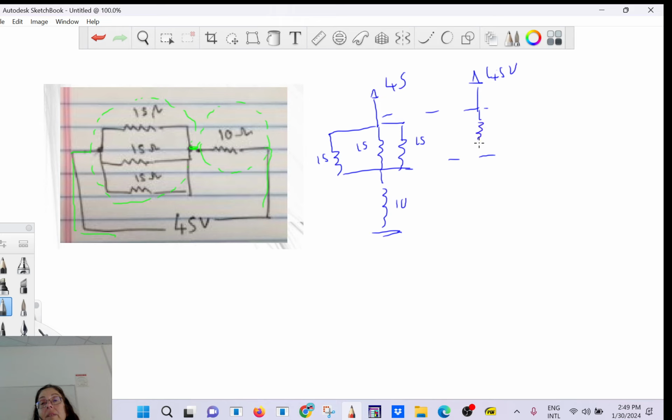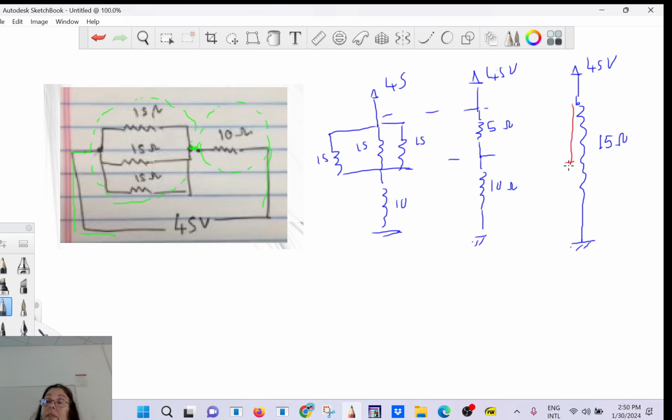What's going to be the equivalent resistance here? 15. So 15, 15, 15 parallel. So it's going to be 5. Okay, 15 divided by 3. Otherwise, you do 15 to the minus 1 plus 15 to the minus 1 plus 15 to the minus 1, all to the minus 1. And you have 10. Okay, and here everything happens like you have a big zigzag. How much is that? Ohms.